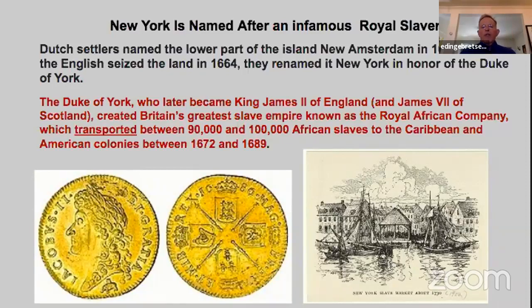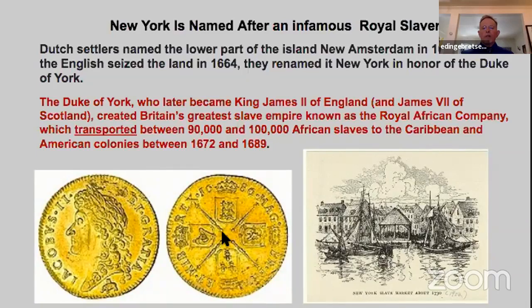He becomes James II of England and James VII of Scotland. He creates Britain's greatest slave empire, known as the Royal African Company, which transported between 90 and 100,000 indigenous Africans to the Caribbean and American colonies between 1672 and 1689. Here, a small map that you'll see again, the New York slave auction market, 1700. The Guinea, with James's picture on it and his coat on the back.